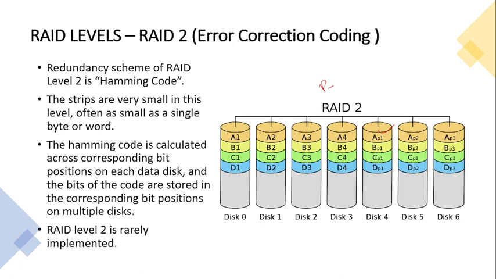The stripes are very small in this level, often as small as a single byte or word. The Hamming code is calculated across corresponding bit positions on each data disk, and the bits of the code are stored in corresponding bit positions on multiple disks. RAID level 2 is rarely implemented.